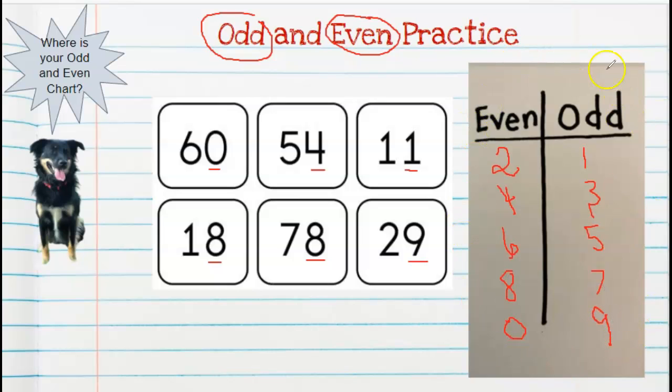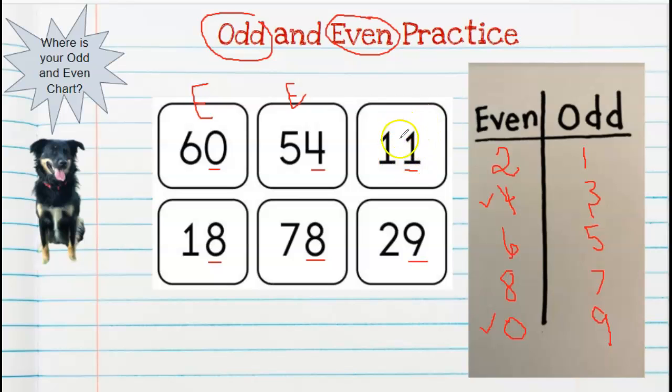So in your journal, you should be writing this down with me. And we are going to look at these numbers. Okay? So in the ones place, I have a 0 here. Come over here. Where is my 0? It's in the even category, which means this number is even. All right? 4. Where's my 4? It's right here. So I know 54 is even.